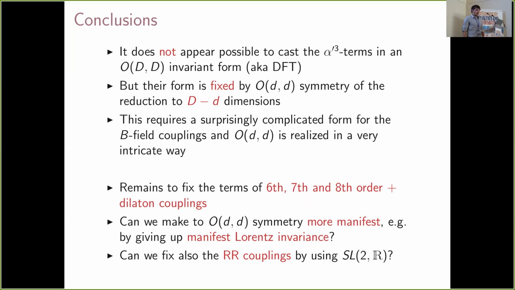And another interesting question is whether we can fix also the Ramond-Ramond couplings. So far, I just talked about the NS-NS couplings, but can we fix the Ramond-Ramond couplings by using S-duality? So SL(2,R), SL(2,Z) for the type IIB string.